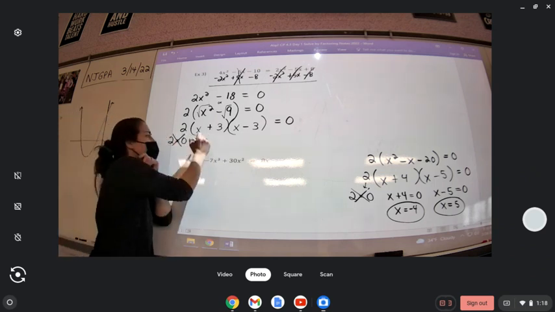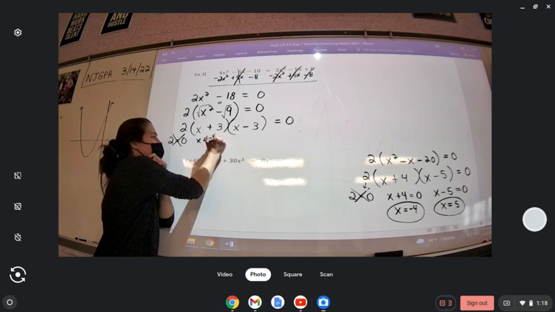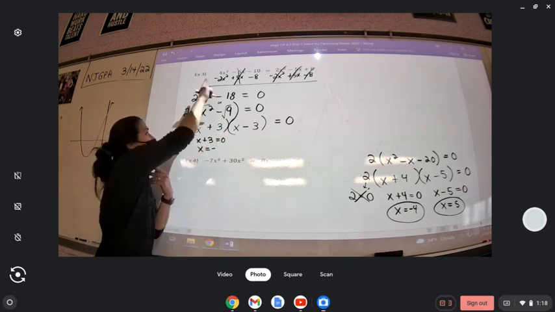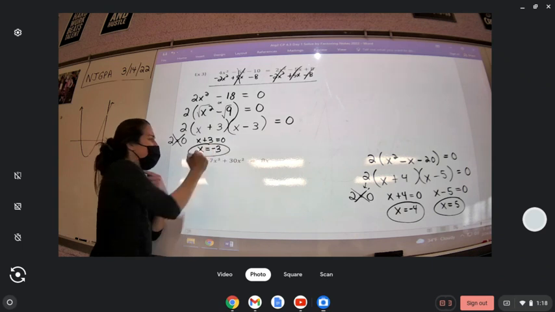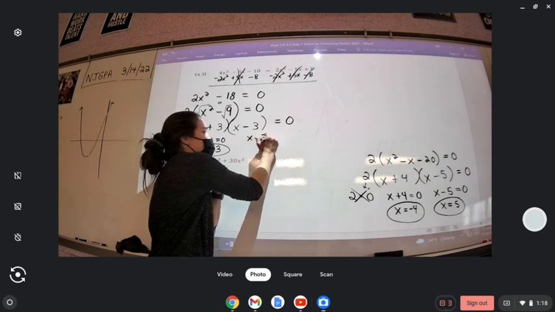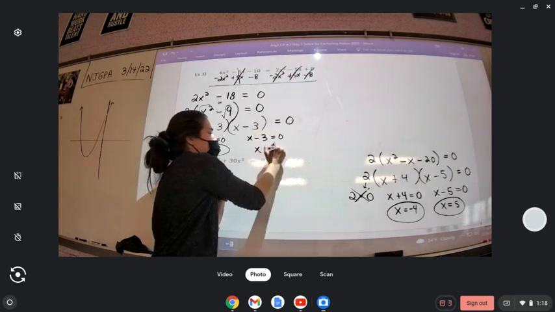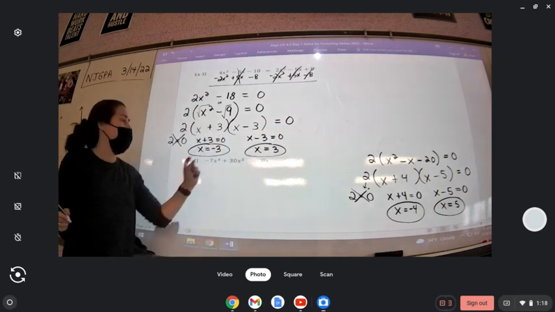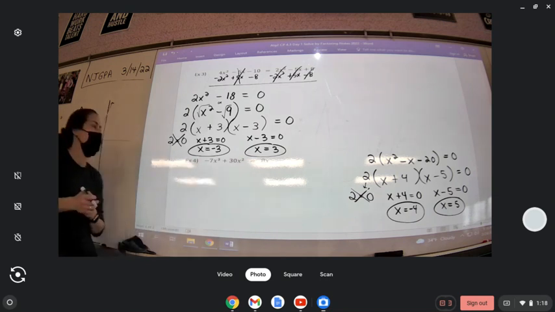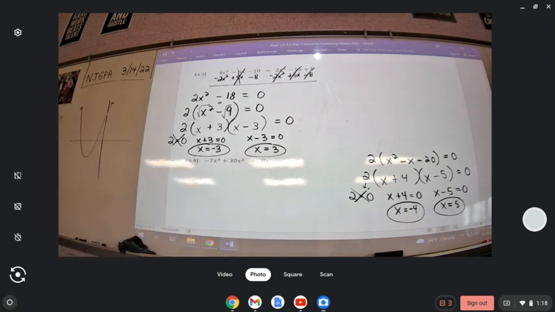Maybe it was this factor. What if x plus 3 needed to equal 0? Then who would x have to be? Negative 3 is one of our 2 answers to this degree 2 equation. And then maybe it was this one. So what's it going to take for x minus 3 to be our 0? Positive 3. And that's usually what happens with the difference of 2 squares. You end up with the same 2 answers, but one's positive and one's negative. And those are your 2 roots, solutions, answers.